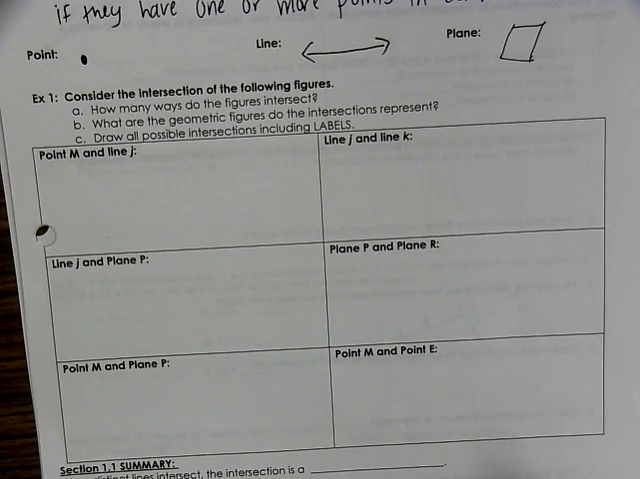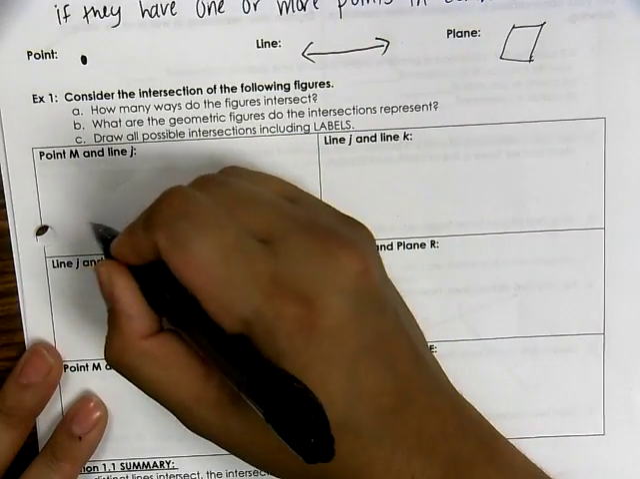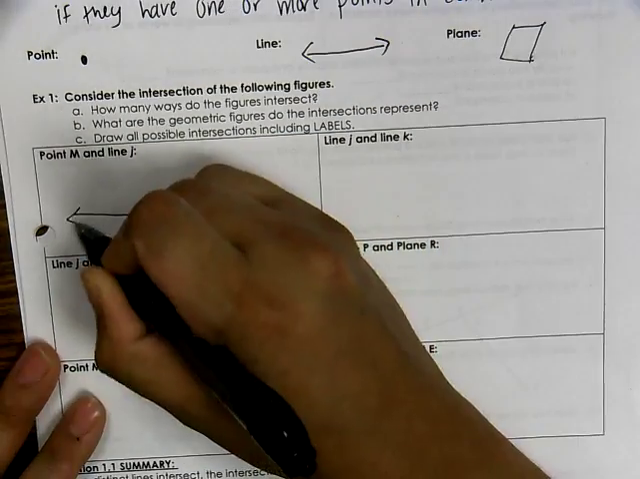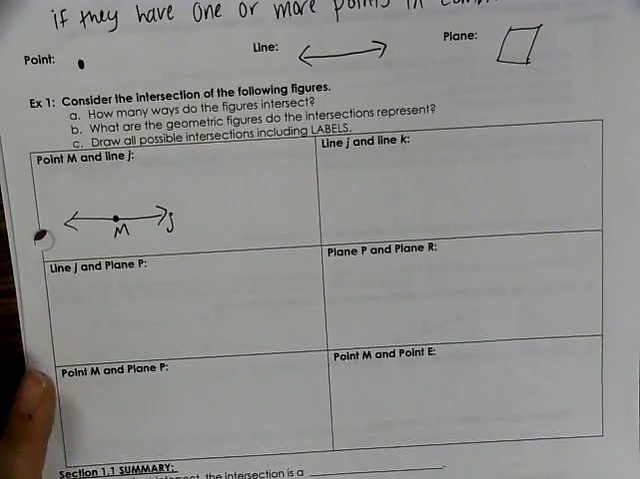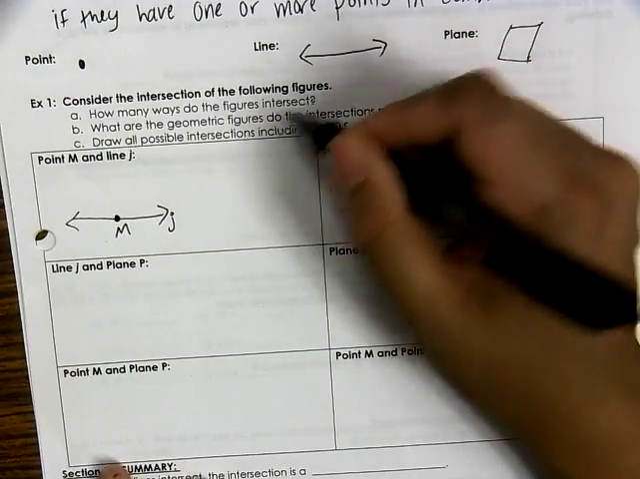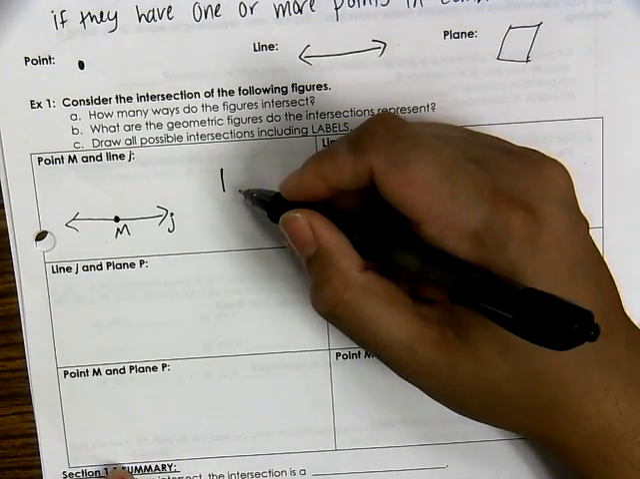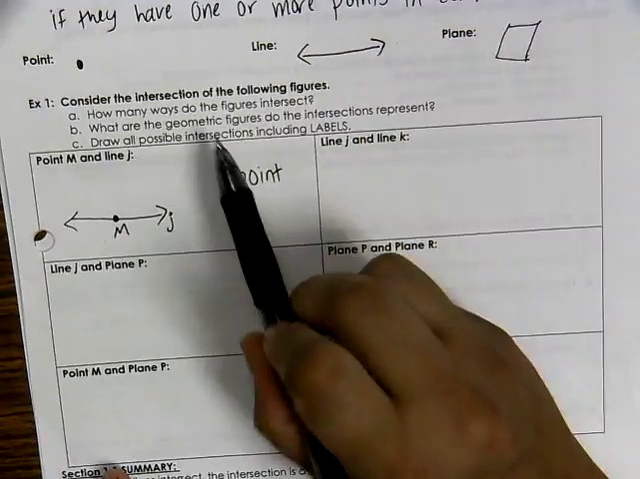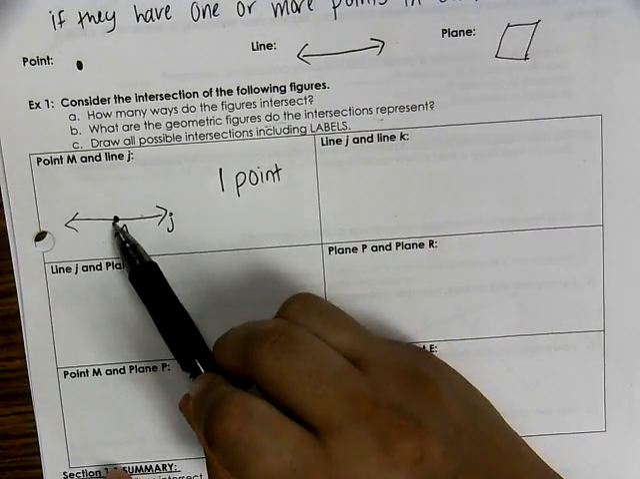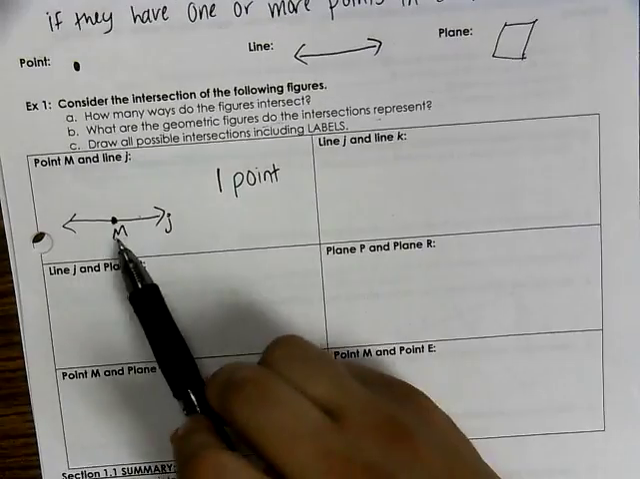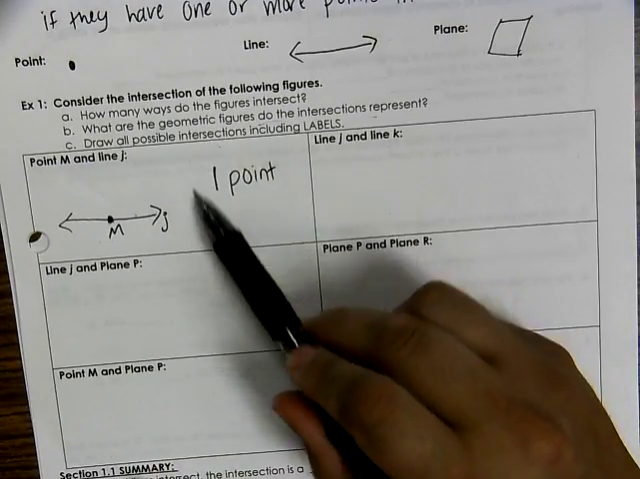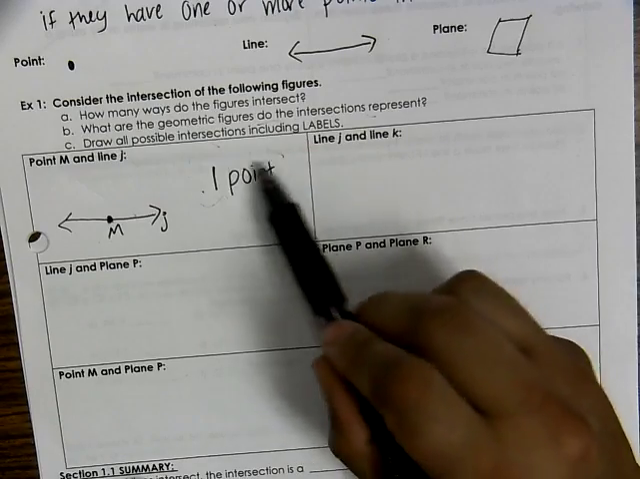All right, so here's our first example. We have a point M, and it's on line J, and we're looking for the intersection. If I was to draw this, I like to go to drawing first sometimes. So here's my line, J, and pick a point on the line and call it M. That's pretty much the best way to imagine a point and a line. How many ways do the figures intersect? Just one way, one time. The geometric figure that the intersection represents is a point. They intersect at a point. So we labeled it. Here's our drawing, here's how many times they intersect, one time, and at what geometric figure.